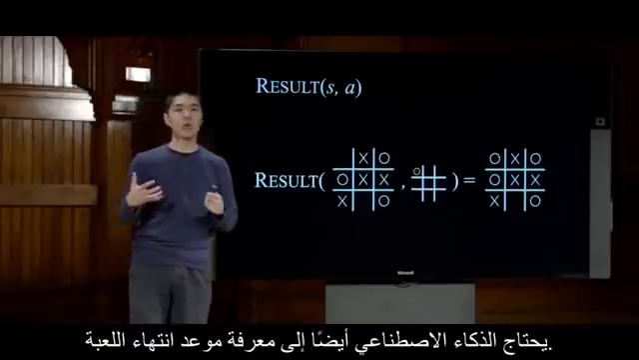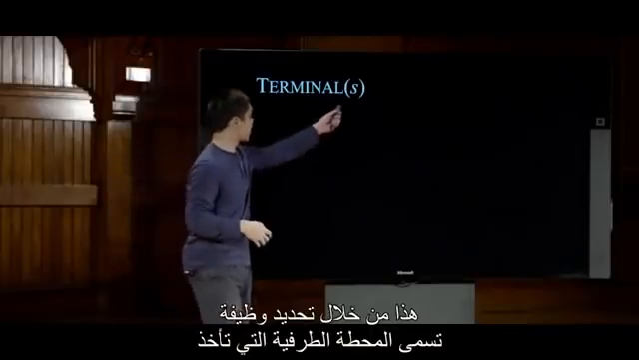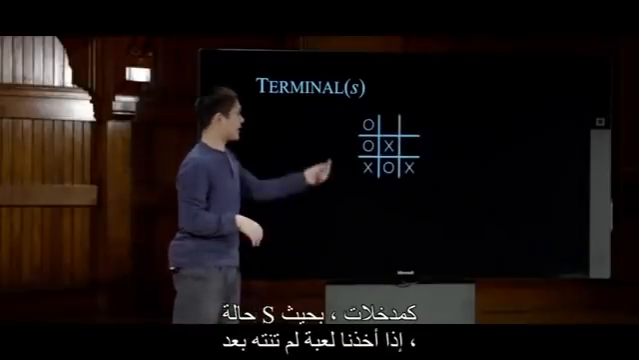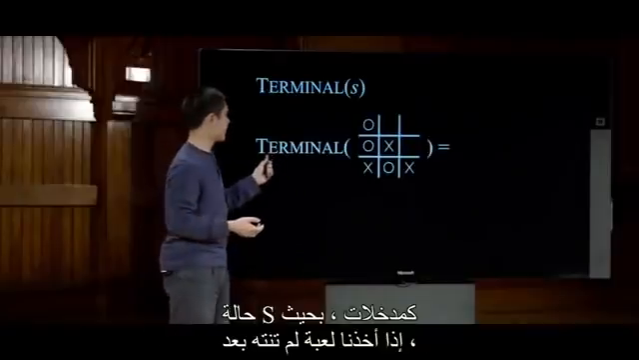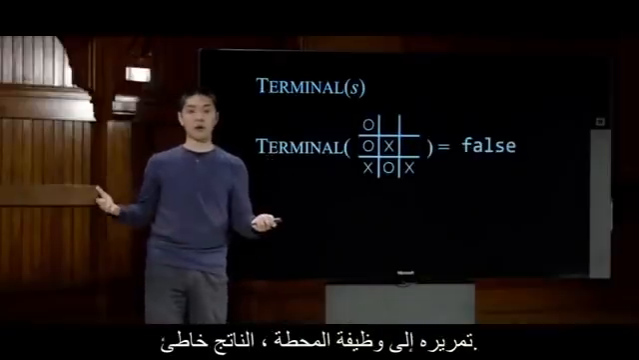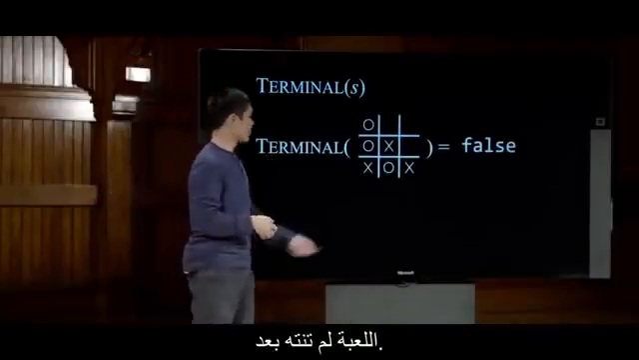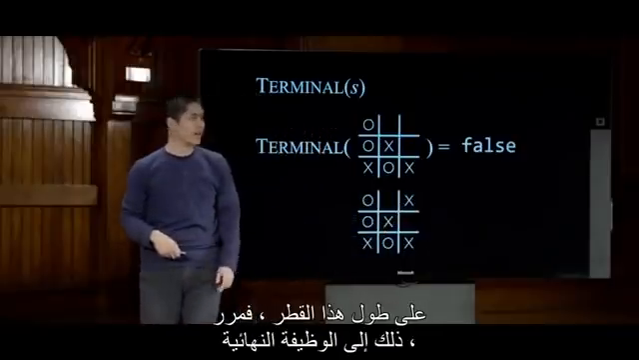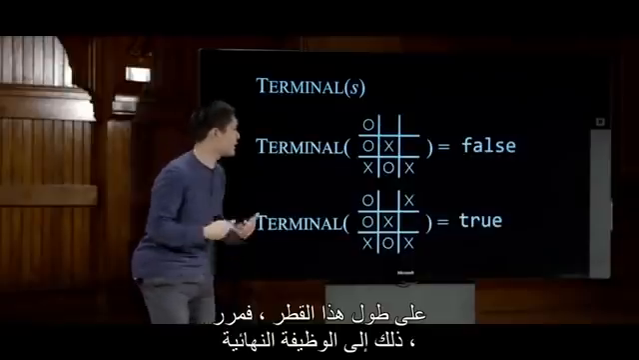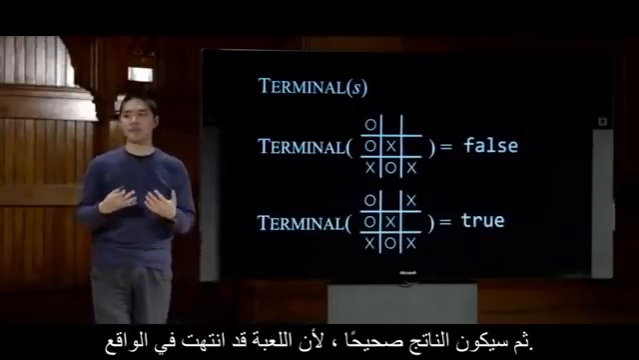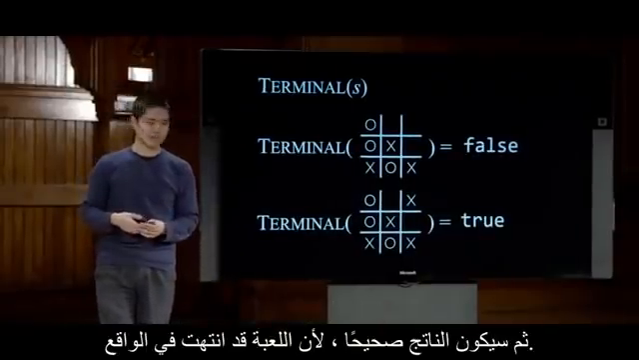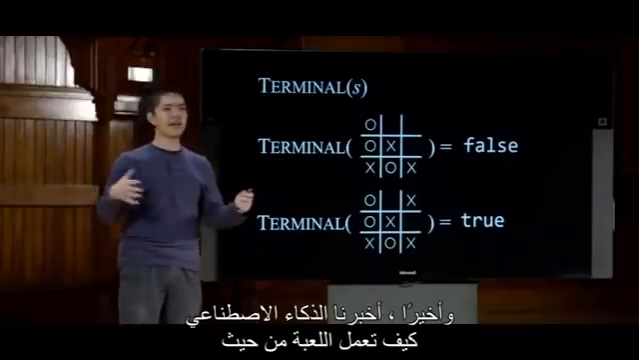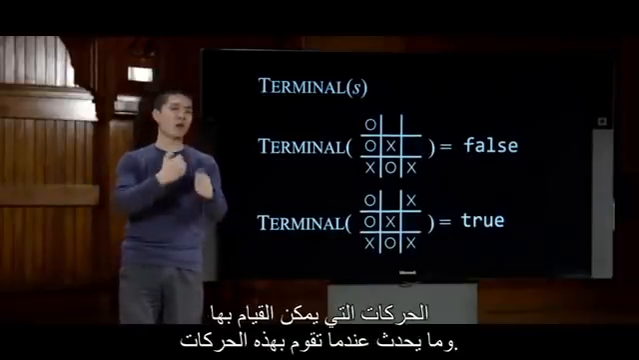The AI also needs to know when the game is over, as by defining a function called terminal that takes as input a state s, such that if we take a game that is not yet over, pass it into the terminal function, the output is false. The game is not over. But if we take a game that is over, because X has gotten 3 in a row along that diagonal, pass that into the terminal function, then the output is going to be true, because the game now is, in fact, over.